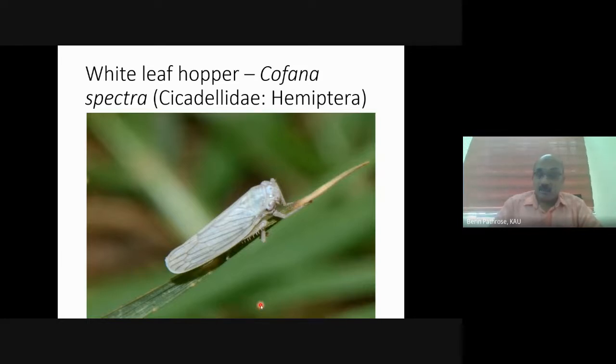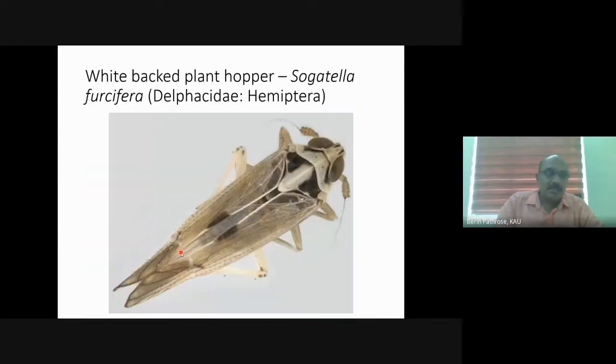The first one is white leaf hopper, Cofana spectra. This is a leaf hopper, so the family is Cicadellidae. White leaf hopper, Cofana spectra, belongs to the family Cicadellidae of Hemiptera. You can see the whitish leaf hopper, a wedge-shaped, V-shaped insect.